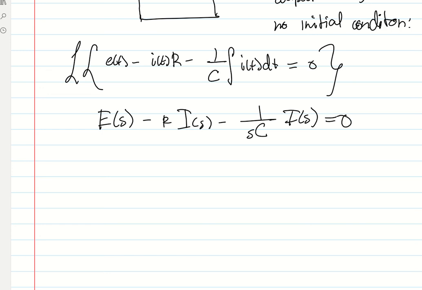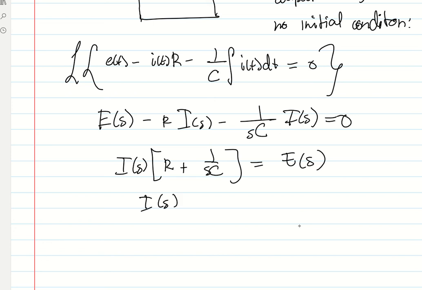Then rearrange. We put the output I of s on the other side of the equation. We can factor it out now, so we have R plus 1 over sC. Then on the other side, we retain the voltage. Then output over input: the output is I divided by the input E. This is equal to 1 all over R plus 1 over S times C.